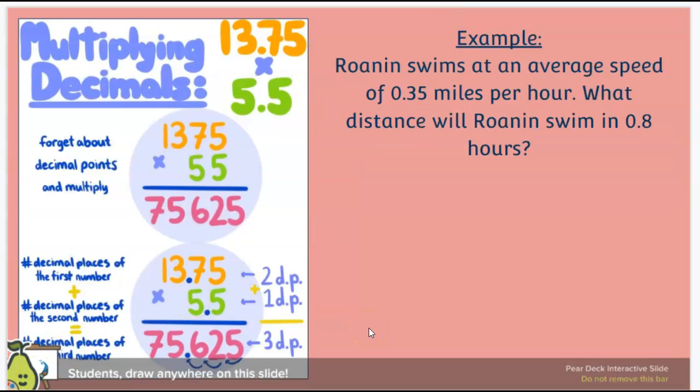Okay, so this is what we're doing today, multiplying decimals. If you notice, it says forget about the decimal points and just multiply. So when you're multiplying, you do not line up the decimals. Okay, you do not when you are multiplying. You just multiply as if the decimals are not even there. Okay, and then you count how many are in each factor.